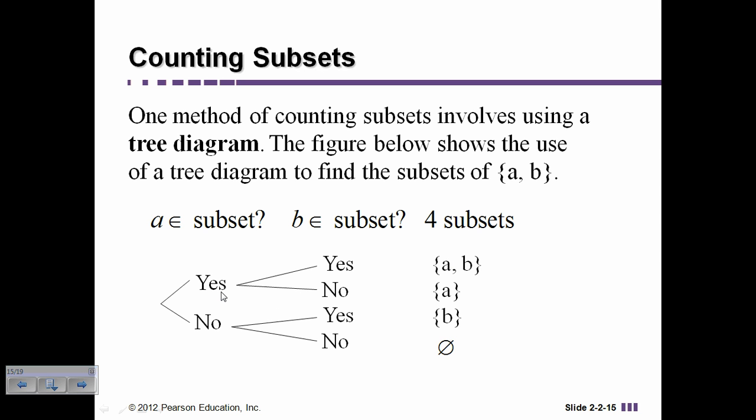If it contained A, but it did not contain B, then my subset is just the element A. If it does not contain A and it does contain B, then it is a subset with element B. If it does not contain A and it does not contain B, then it is the null set. Whenever we're counting subsets, we always have to remember to count the null set as one of the subsets. So in this example, there are two numbers and there are 4 subsets.